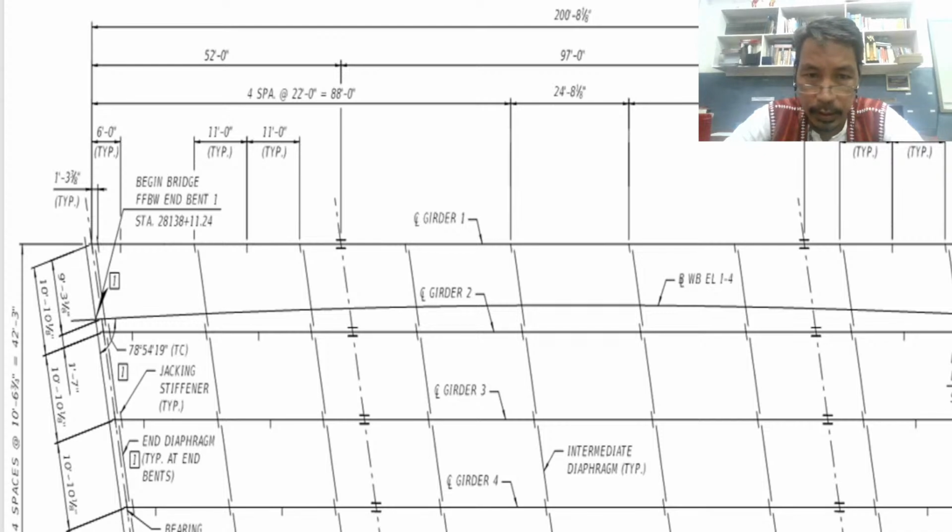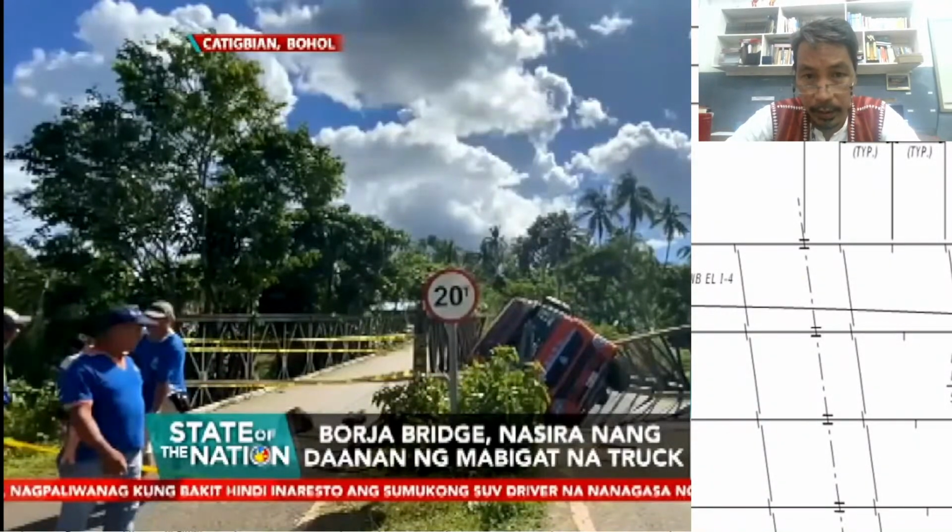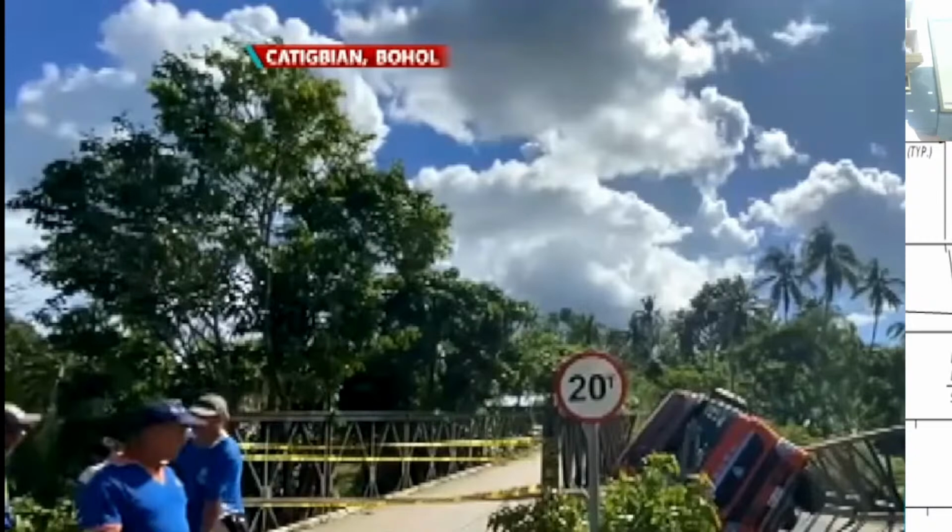Okay, this is the bridge somewhere in Bohol, Katigbian, Bohol. It was damaged. It fell because there is a truck, a very large truck, a 20 wheeler truck, meaning 20 wheels. It is about 40 tons. And as you can see, the bridge is only 20 tons capacity, and the truck has a 40 tons weight in total, including its own weight.